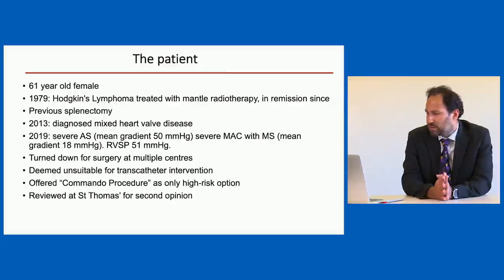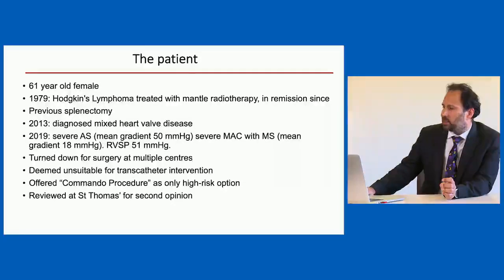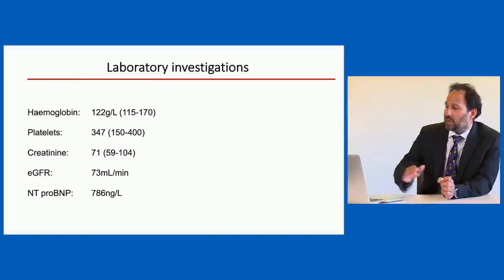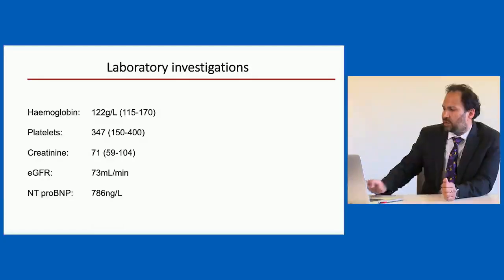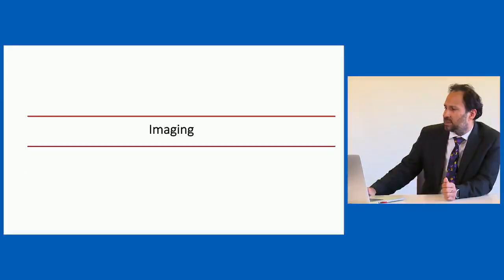She had been turned down for surgery at multiple centers and had been deemed unsuitable for transcatheter intervention. She was eventually offered a high-risk surgical commando procedure as her only option, of which she was understandably reluctant to undertake. She was eventually reviewed at our institute for a further opinion regarding a potential transcatheter therapeutic option. These were her laboratory investigations, nothing really remarkable on these. Her NT-proBNP was a little bit elevated at 786 nanograms per litre.